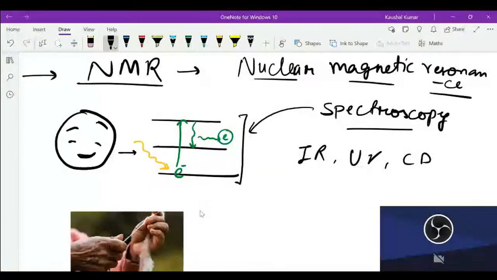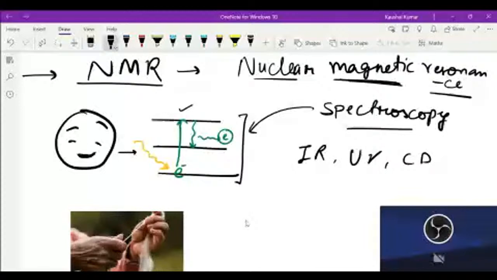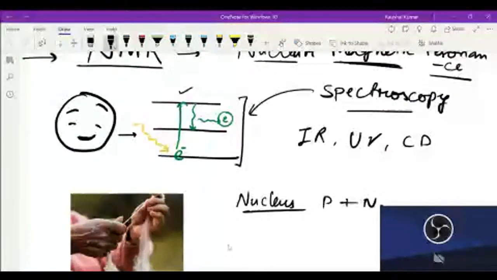So what is the difference here? Here we will not read these energies directly. The magnetic resonance, nuclear magnetic, nucleus, it is there in the proton and neutron. And this proton and neutron, if you see, will have their own spinning. The quantum number, everyone read in your class 11, 12. Yes or no?